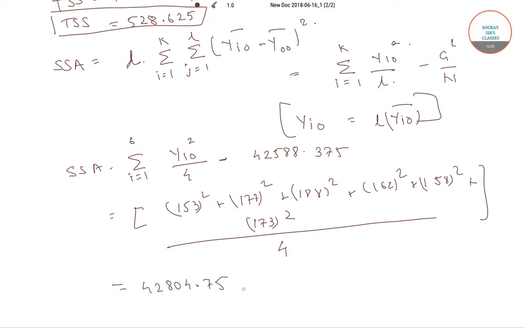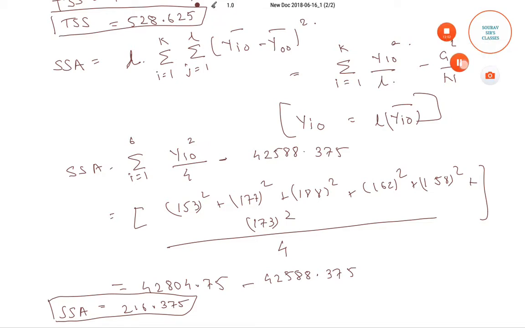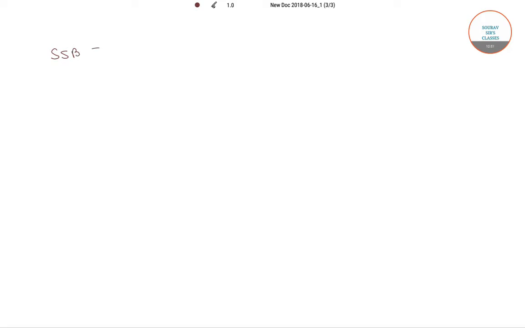42804.75. Now this minus the correction factor, which is 42588.375. So our SSA would be equals to 216.375. So our SSA is equals to 216.375.